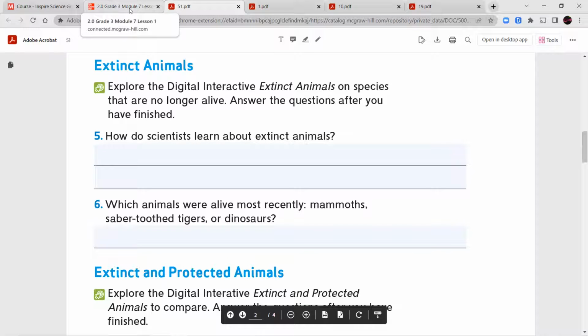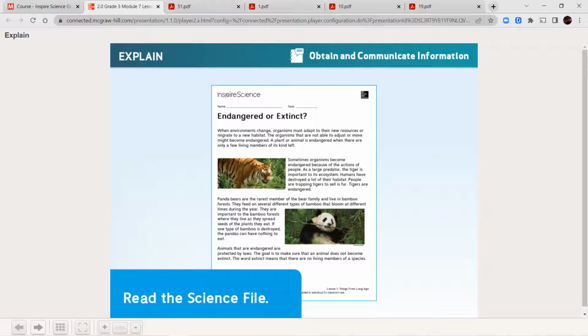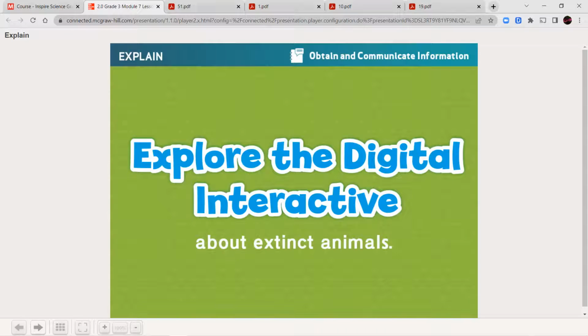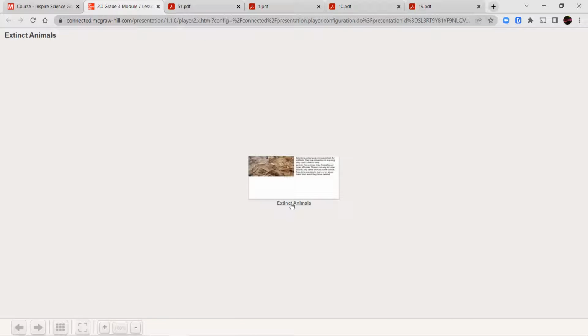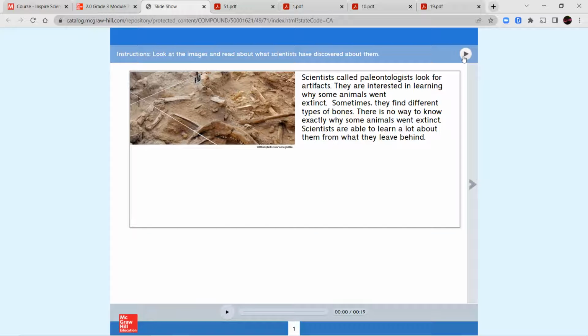So let's go ahead and open this one and focus on these 2 questions. How do scientists learn about extinct animals, and which animals were alive most recently? Okay, so let's go ahead and get started on this activity. Look at the images and read about what scientists have discovered about them.